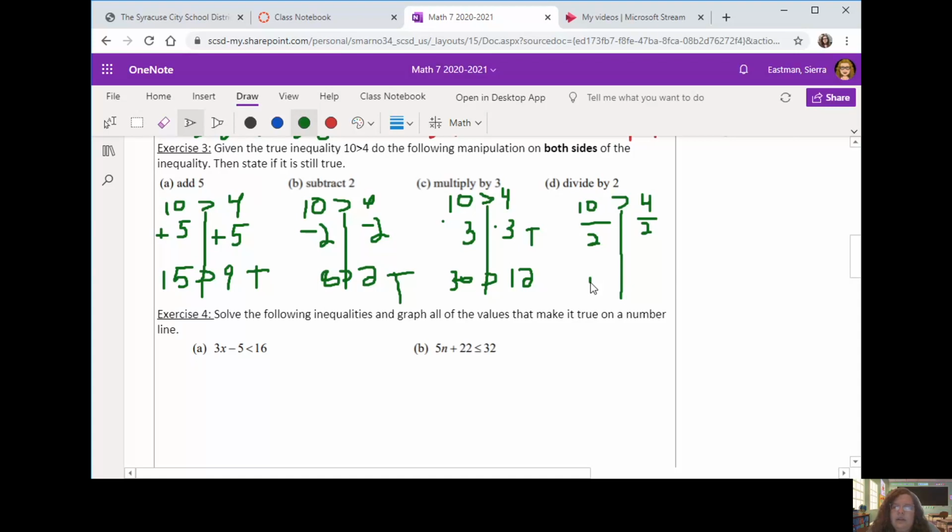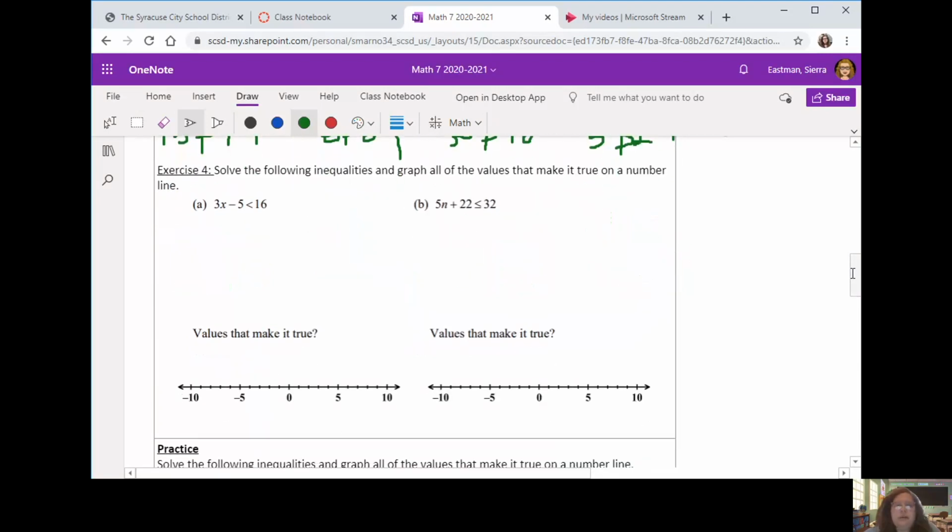10 divided by 2 is 5. 4 divided by 2 is 2. 5 is still greater than 2. That still works. T for true. So this is telling me that I can do exactly the same thing that I would with a regular equation to solve these inequalities. So like I said, when we move down to exercise 4, we're going to draw our line down the equal sign and pretend this is just a regular equation, try to solve to get that x by itself.